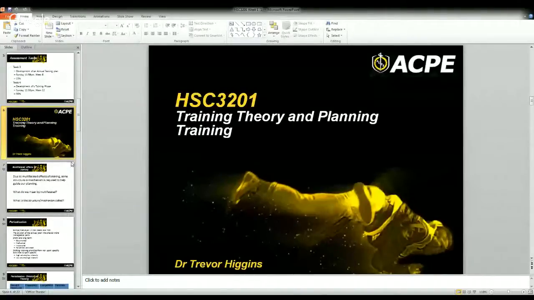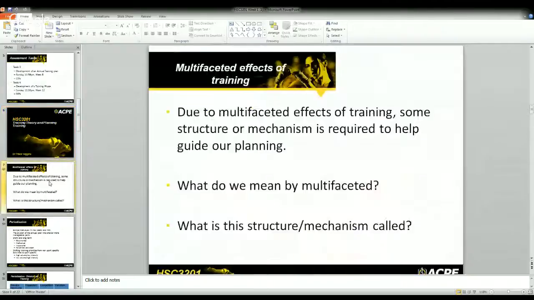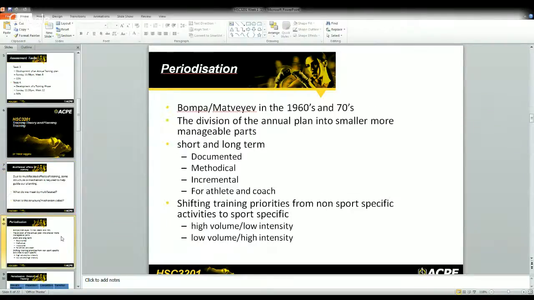So we're looking at the theory and planning involved in training. And why do we need to worry about that? It comes down to the multifaceted effects of training. So we need to ensure that we have a systematic approach to how we develop and train our athletes, especially across the year. When we discuss multifaceted, what we mean is generally most sports have a number of requirements at various times that athletes need to be developed for. And so we need to think of how can we put that so we incorporate the most appropriate training at the most appropriate time. And the term that we use for that is called periodization.